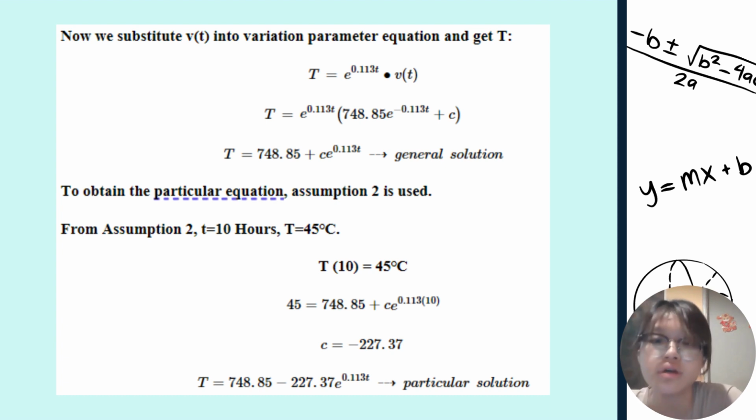To obtain the particular equation, assumption 2 is used. For assumption 2, which is t equals 10 hours and capital T equals 45 degrees Celsius, we substitute both of these values into our T equation, and then we obtain the c value, which is -227.37. Then we can get our particular solution, which is T = 748.85 - 227.37 e^(0.113t).